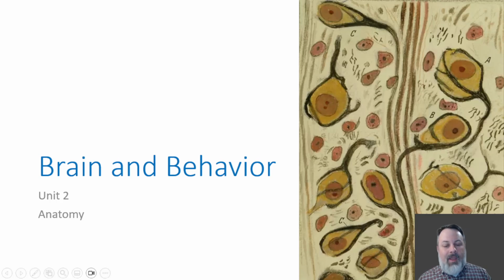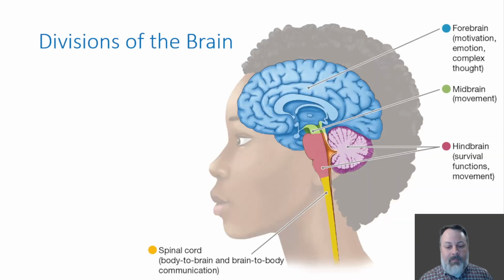Hey everyone. In this section, we're going to talk about the anatomy of the brain. So, our nervous system is broken up into two major divisions: the central nervous system and the peripheral nervous system.